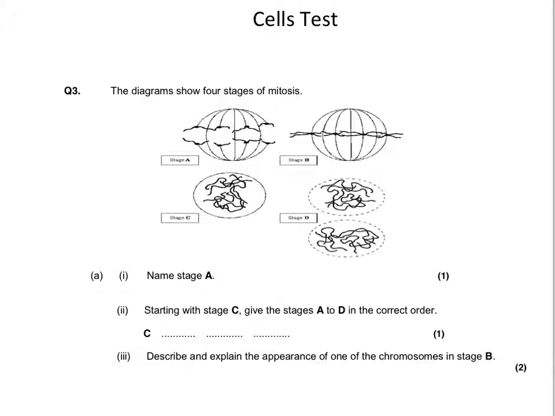Okay, question 3, it shows you the diagram showing 4 stages of mitosis. It wants you to name stage A. Stage A is anaphase. The next question wants you to give the stages A to D in the correct order, so that would be starting off with C, and then it would be B, A, and D.